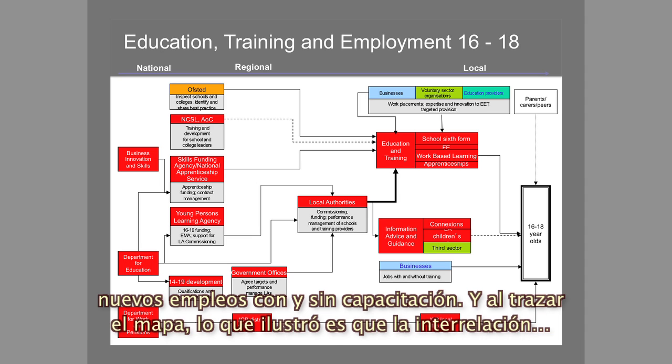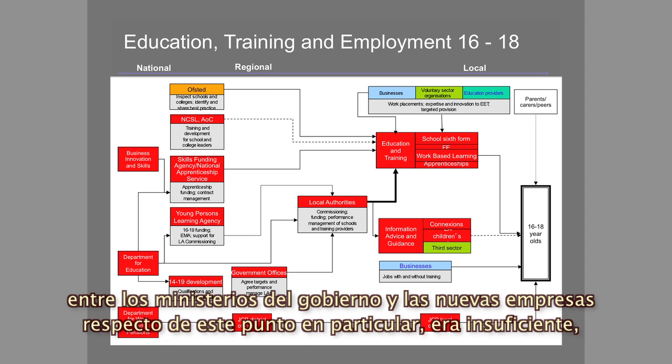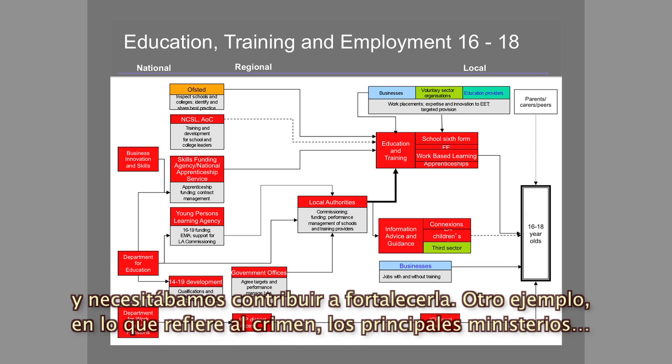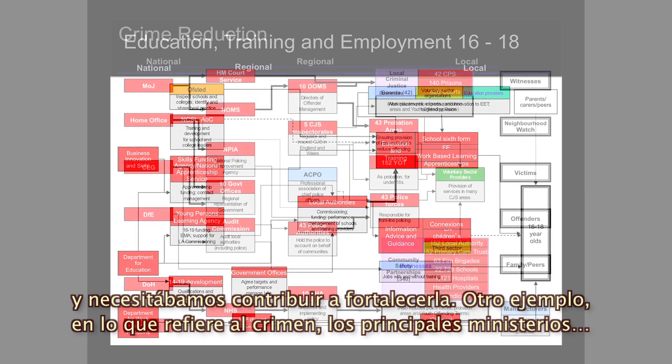both new jobs with and without training. And when we drew this map, what it showed is that the interrelationship between the government departments and those new businesses on this particular issue was insufficient. And we needed to do more to build it up.